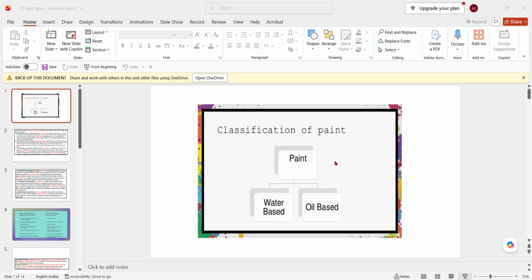Their base material is not oil or water, but they are using two main parts consisting of resin and hardener.